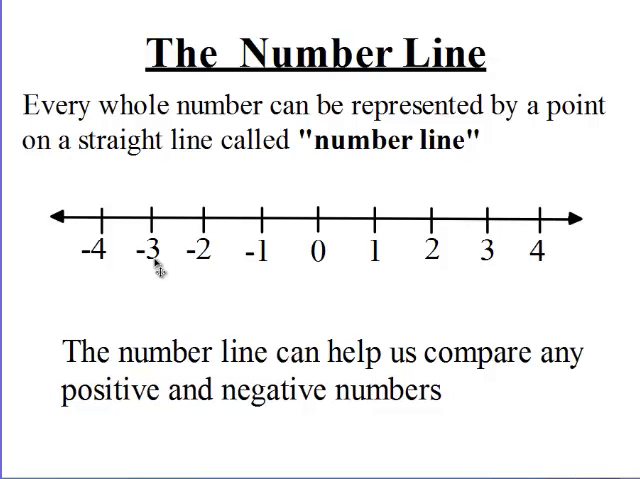So if you have -2 and -1, if they were positive numbers, then 2 would be bigger than 1. Since they are negative numbers, then it means -1 is bigger than -2. So the number line can help us compare any positive and negative numbers.